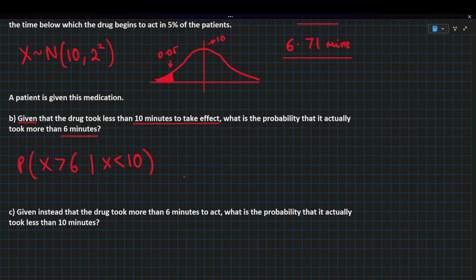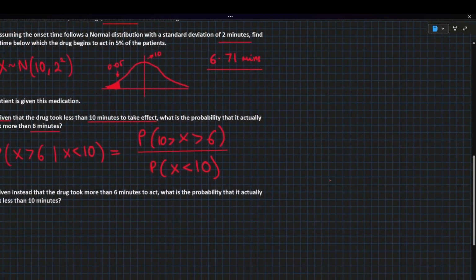Okay, so according to our conditional probability equation, this is equal to the probability of the intersection of these two probabilities. So that will be our x is greater than 6 and it's less than 10, so it's in between them, divided by the probability of our time taken for the drug to kick in being less than 10.